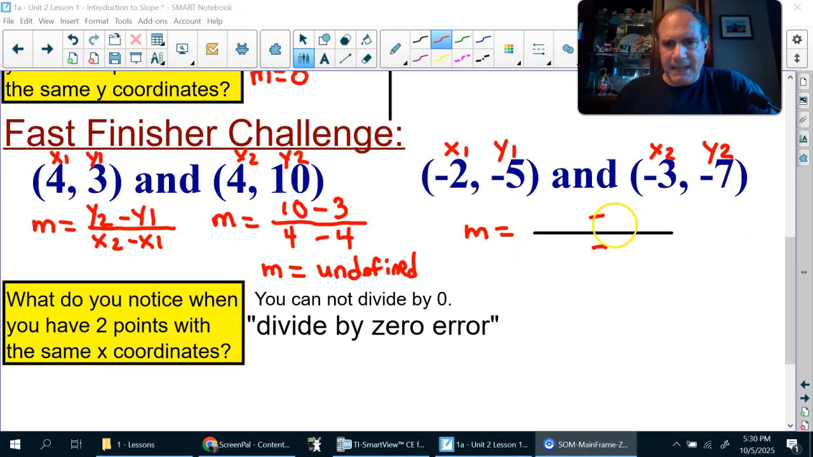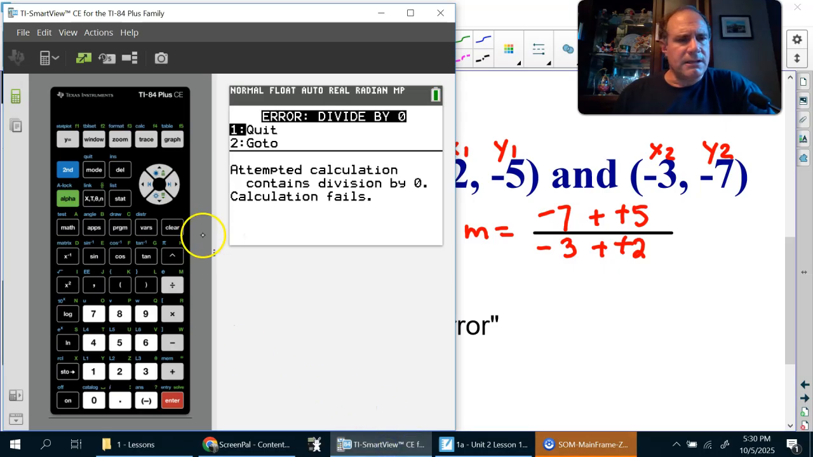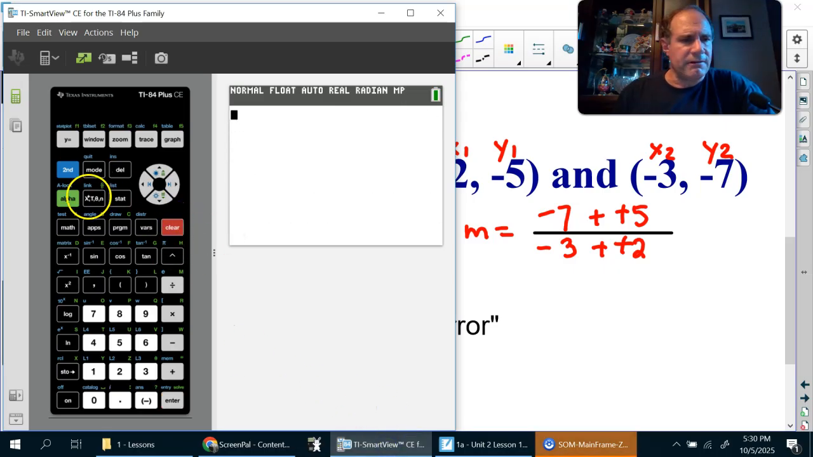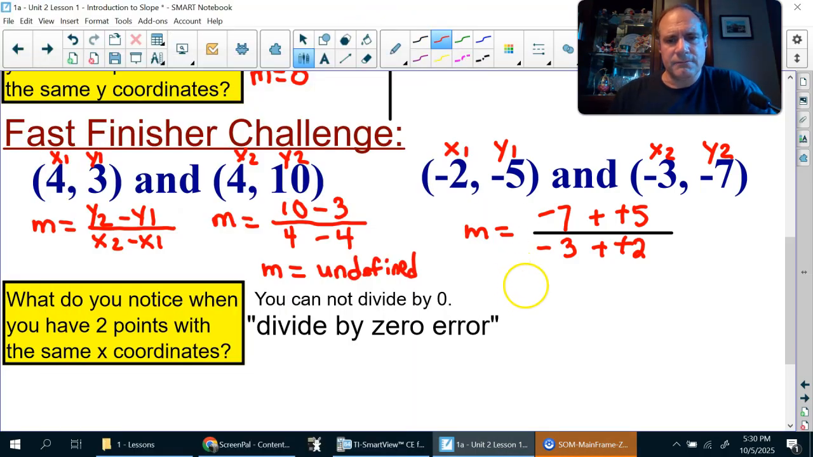So it's important to put the negatives in first. And remember, it's y2, which is -7, minus y1, which is -5. Double negative, change it. -3, which is x2, minus x1, is double negative, change it. Grab your calculator, clear out that divide by 0 error, clear out everything else, go to alpha x, and you get -7 plus 5 as the numerator, and the denominator is -3 plus 2. And you get 2 as your answer.